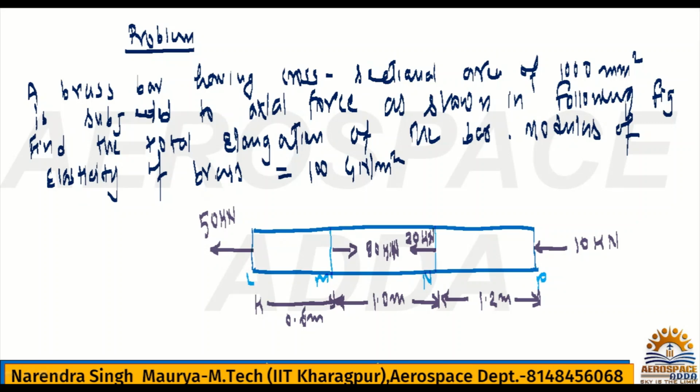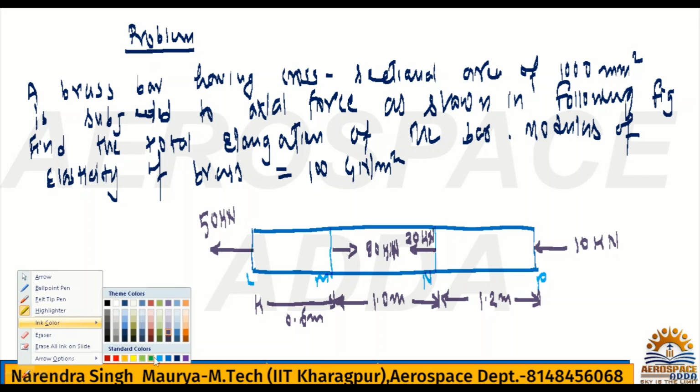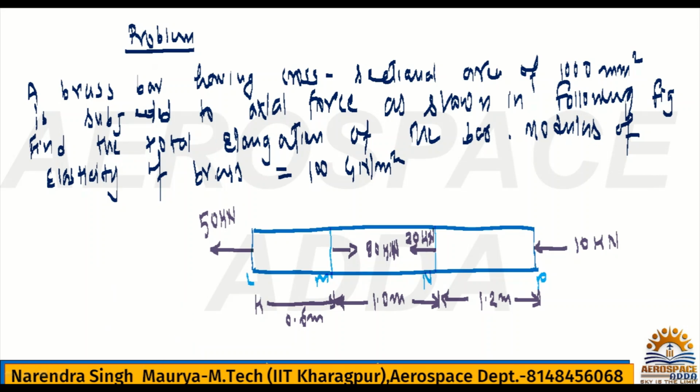Now this is the bar. For this bar, basically we have to calculate what they said, the elongation, the total elongation. They can say total elongation or total change in length or total deformation. These are the same words they can use. So if you check how many segments we have: LM segment, then MN segment, and then NP segment. For all three segments, we have to calculate the change in length, and then we have to add.